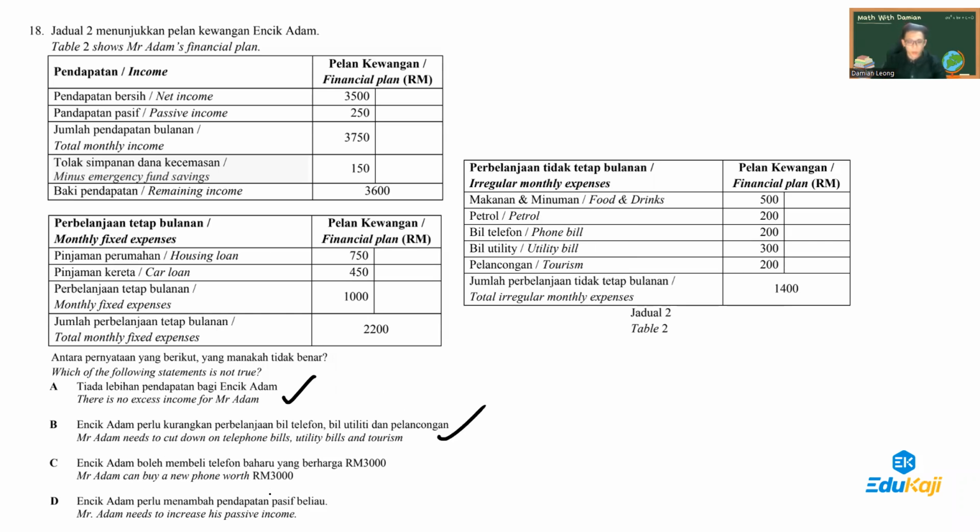Mr. Adam can buy a new phone worth 3,000. Definitely no, he can't even save any money. Because you see, his savings is only emergency fund savings. It's not really proper savings. So this should be not true. Mr. Adam needs to increase his passive income. That would definitely be true. Passive income is only 250, so definitely it has room to grow.